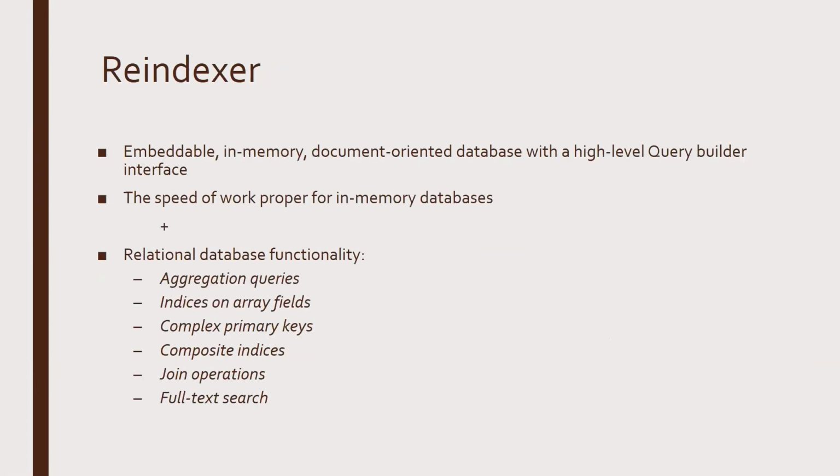So what's next? They think that it's too expensive and decide to try to build something of their own. And it was Reindexer. It's an embedded, in-memory, document-oriented database with a high-level query builder. It has the speed of an in-memory database and functionality from a relational database, like aggregation queries, indexes, complex primary keys, composite indexes, join operations, and full-text search.